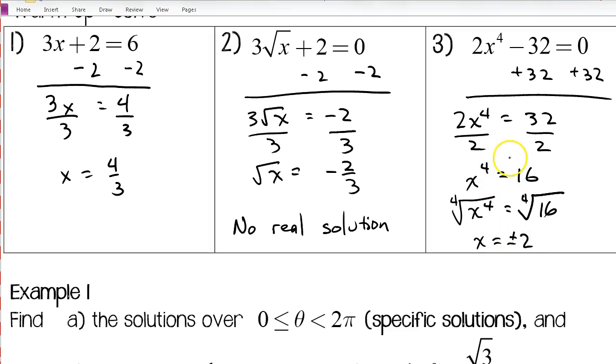And we'll come across a lot of problems when we're solving trig equations where you'll be taking the square root of both sides, and it's going to be very important that you have a positive answer and a negative answer. Otherwise you'll end up with only half the solutions.